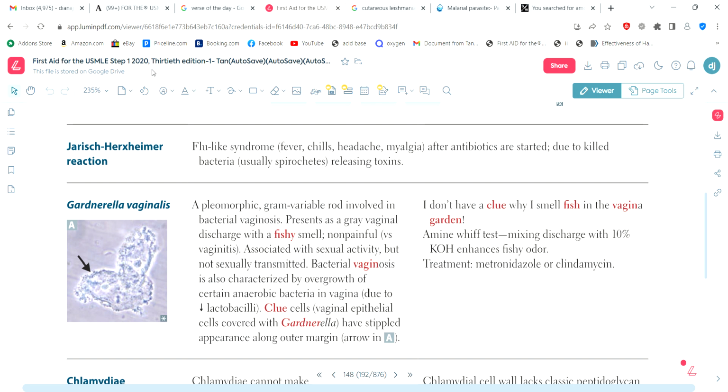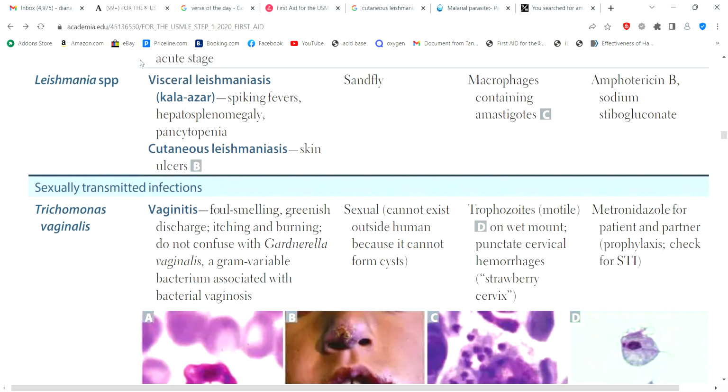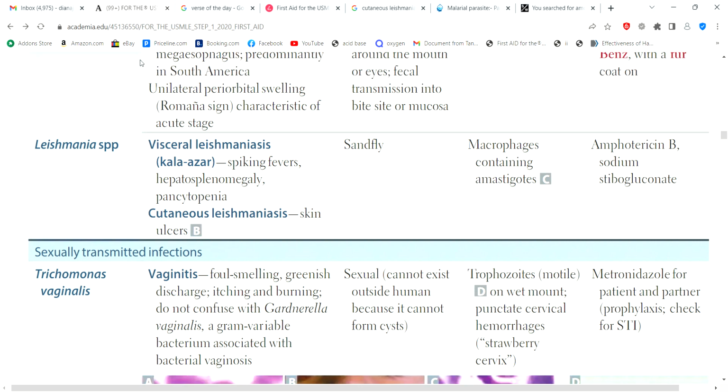So we're just quickly going to compare and contrast both of them, so it's easier. Don't get mixed up. People get mixed up all the time. Trichomonas vaginalis is spread by sexual contact. It cannot exist outside the human because it cannot form cysts, so it can't form baby worms. That's how I think of cysts, baby worms.